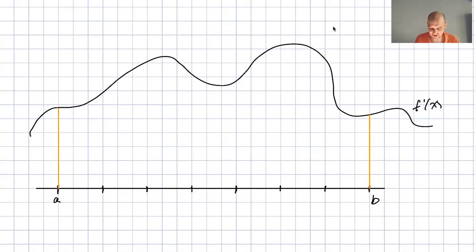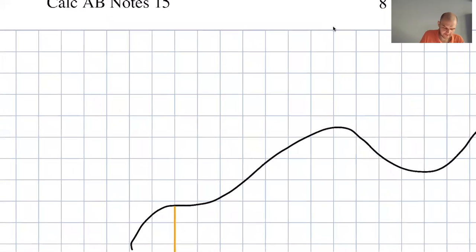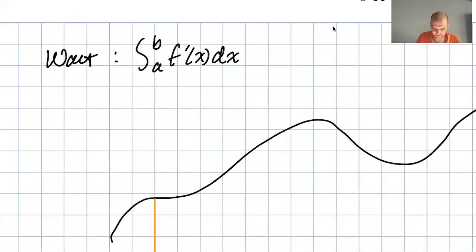So what we're trying to do is find the integral from a to b of f prime of x dx. That's our goal, right? So we want the integral from a to b of f prime of x dx. That's what we're trying to figure out.